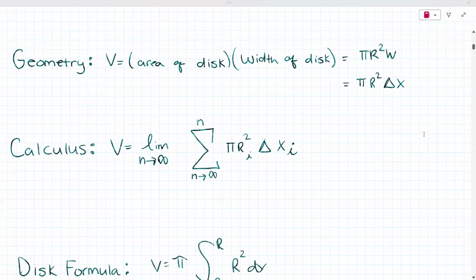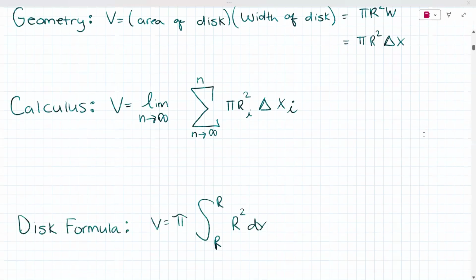In calculus, we have volume equals the limit as n approaches infinity of the summation of pi r sub i squared times delta x sub i. And you have the disk formula, which is volume equals pi, because pi is a constant, you can take it out, integral from a to b of r squared dx.